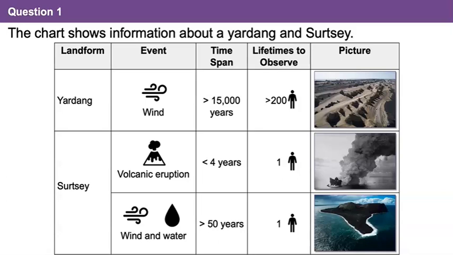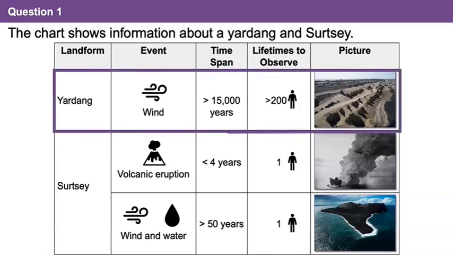Question 1. The chart shows information about a yardang and Surtsey. A yardang is a landform. Wind is the event that forms and changes a yardang. Wind takes greater than 15,000 years to form and change a yardang. To observe how a yardang forms and changes would take greater than 200 human lifetimes.